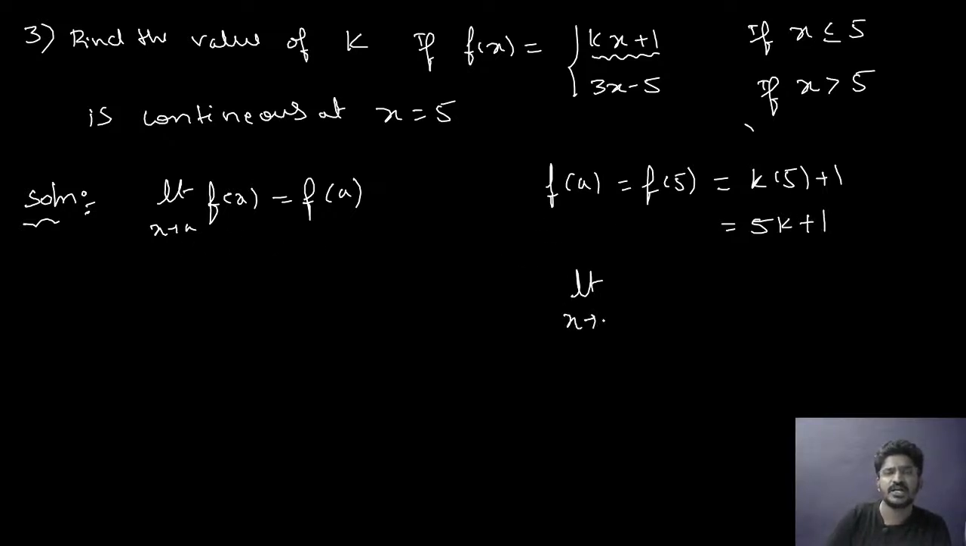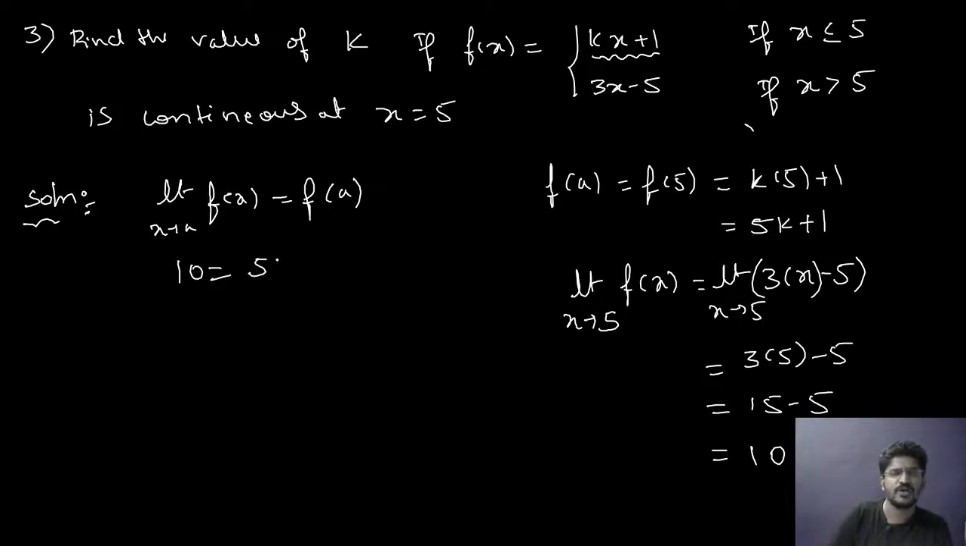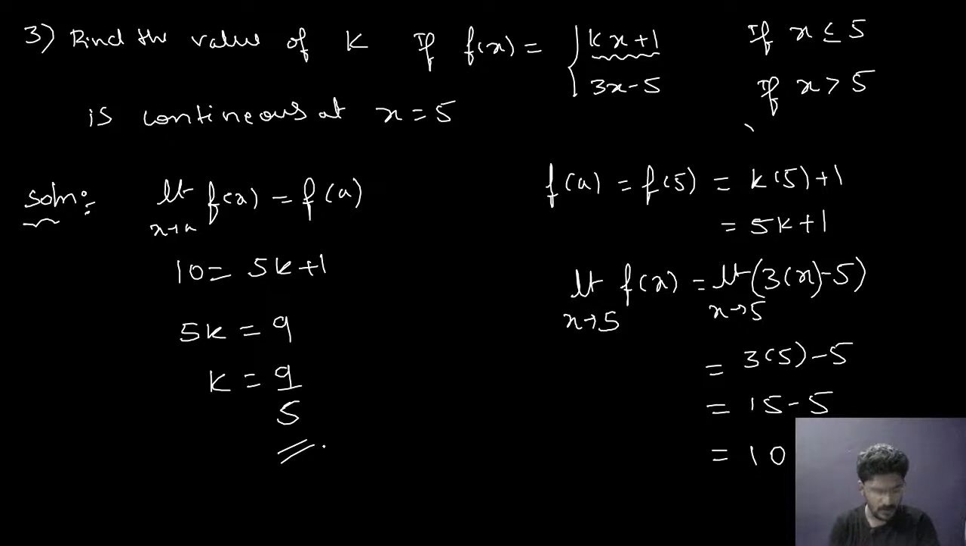And for limit x tending to 5, f of x is 3x minus 5. So for that, you just put x value as 5. 3 into 5 minus 5, 15 minus 5 will be equal to 10. So this term we got as 10, and f of a we got as 5k plus 1. If I simplify this, it will be 5k equal to 9, k equal to 9 by 5. This is your answer for the value of k, that is 9 by 5.